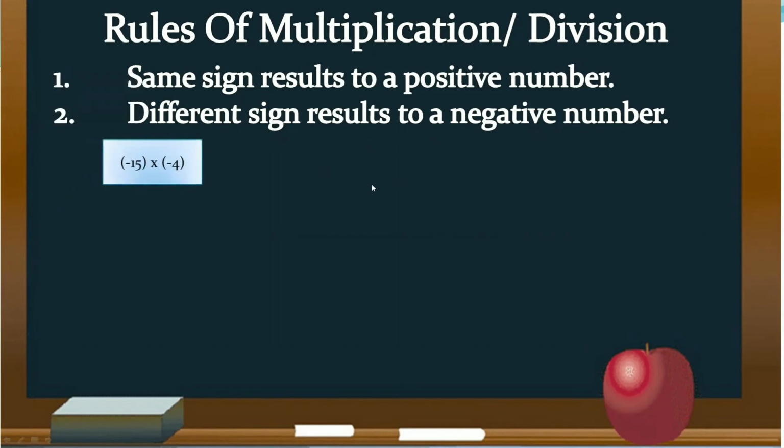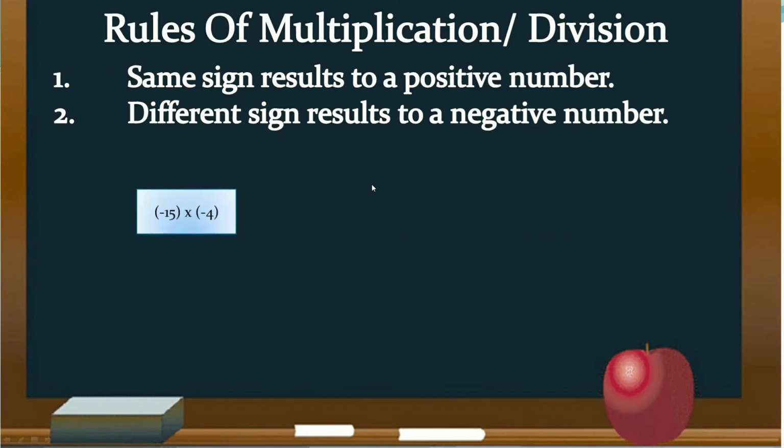So let's have an example to make it clear. Let's say we have negative 15 times negative 4. As you can see, their signs are the same. They both have negative signs. So meaning to say, the answer here is a positive number. And then we will multiply 15 and 4. 15 times 4 is 16. So our answer here is positive 16.